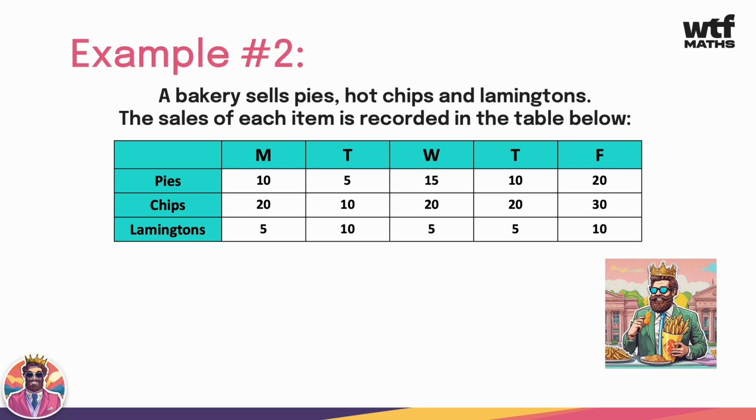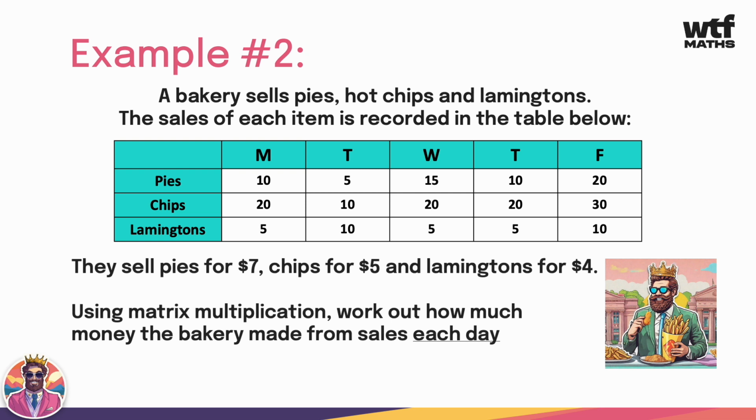So, in example number 2, we've got a bakery that sells pies, hot chips, and lamingtons. The sales of each item is recorded in the table below. So we've got a table that has pies, chips, and lamingtons, and the sales that they made throughout the week, Monday, Tuesday, Wednesday, Thursday, Friday. So, the bakery sells pies for $7, chips for $5, and lamingtons for $4.